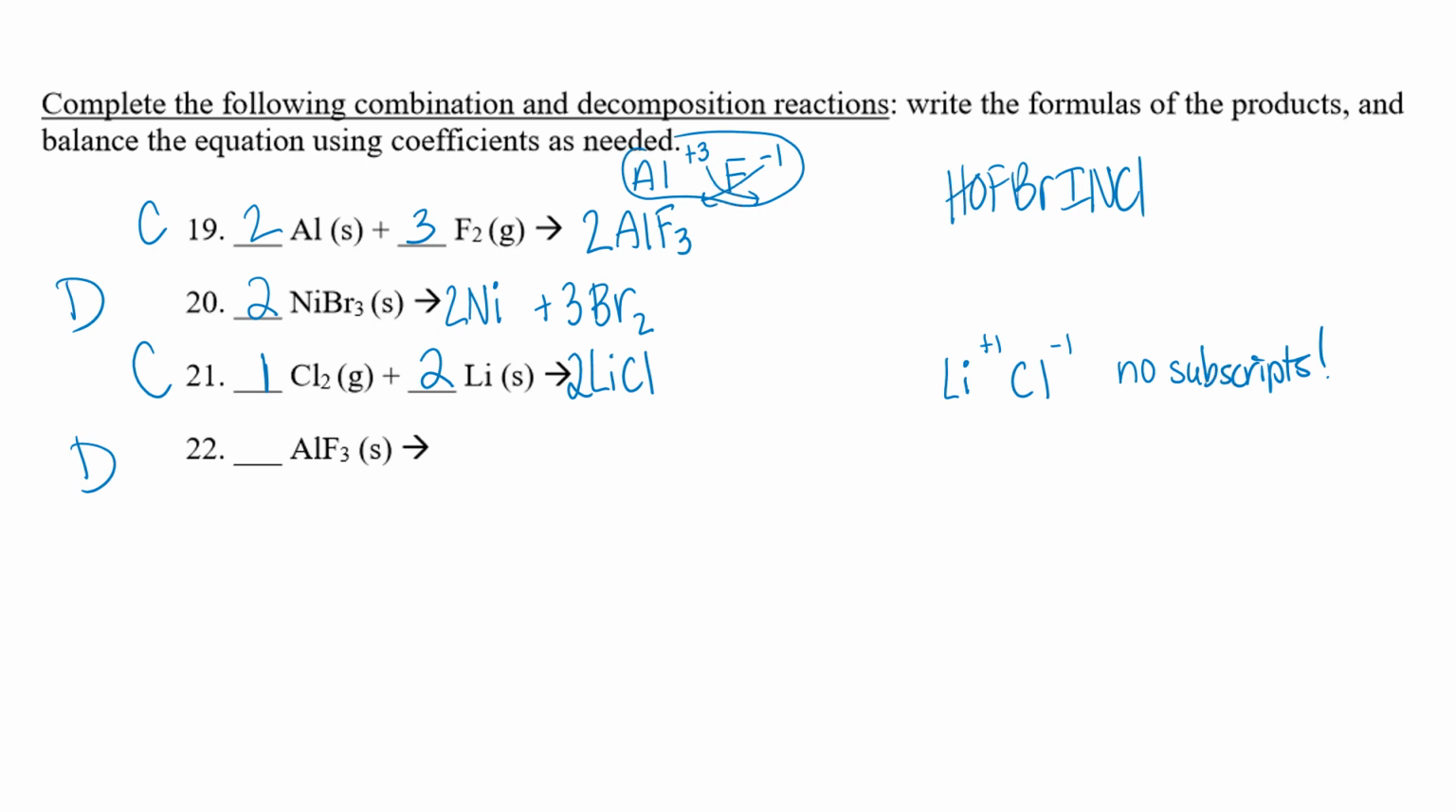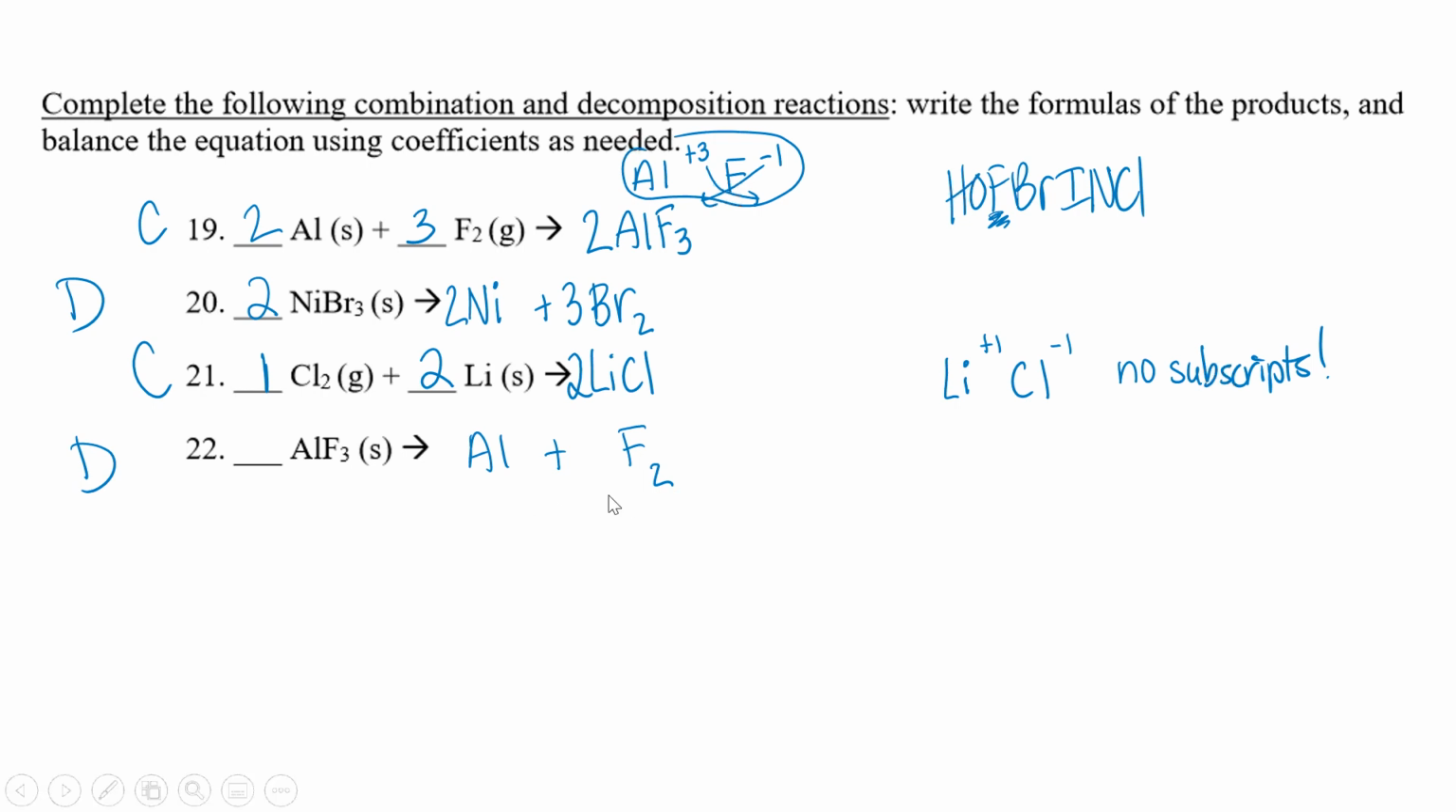And all right, let's try another one. I've got AlF3, so it's going to split apart into elements. Whenever we're writing the formula for elements, ask yourself, is it part of Hofbrinkel? So aluminum, not part of Hofbrinkel, so no subscript. Fluorine, yep, part of Hofbrinkel. So what that means is it's diatomic. I'm going to give it a 2. Fluorine comes in pairs. Okay.